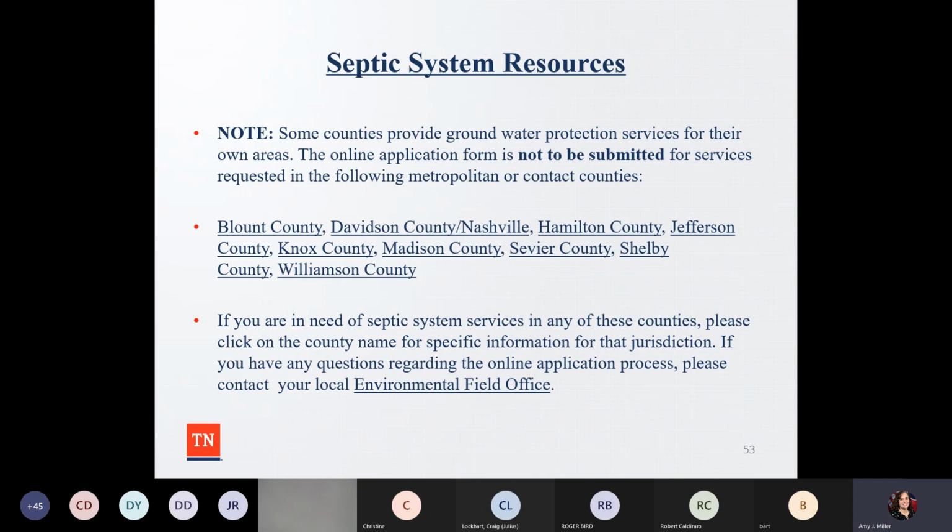And then septic system resources. Some counties provide groundwater protection services for their own areas, and the online application form is not to be submitted for services requested in the following communities. So you can see here, you've got Blount County, Davidson County, Hamilton County, Jefferson County, Knox County, Madison, Sevier, Shelby, Williamson counties, that they kind of do their own permitting. So again, you would click on these if you're in these areas to obtain that information. And then if you are in need of septic system services in any of these counties, you're going to click on that. But if it's not in those, you're going to contact your local environmental field office.